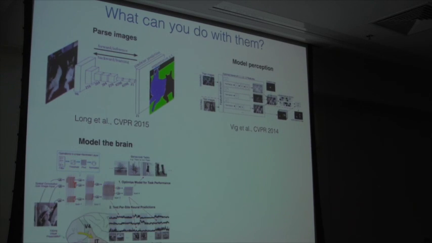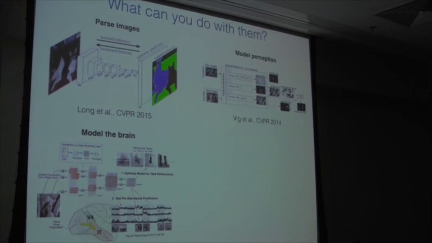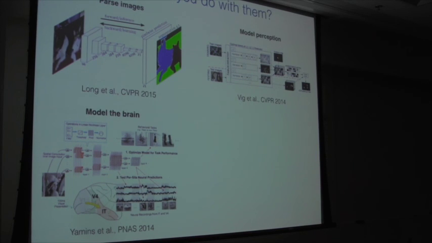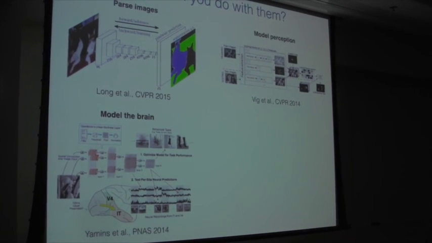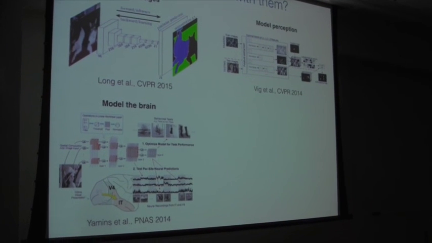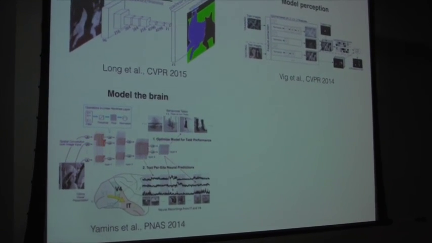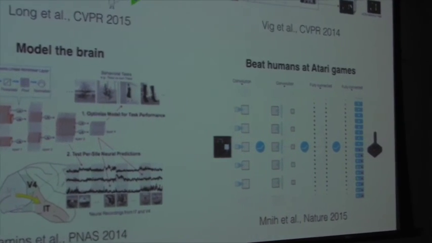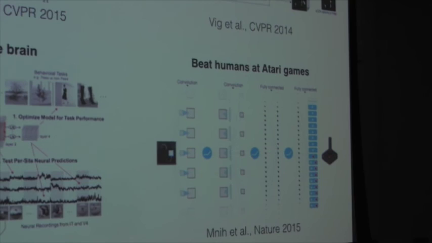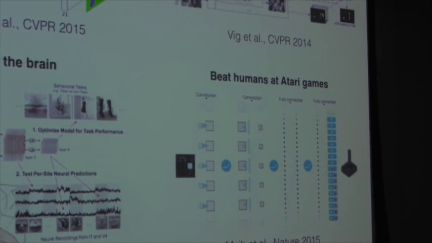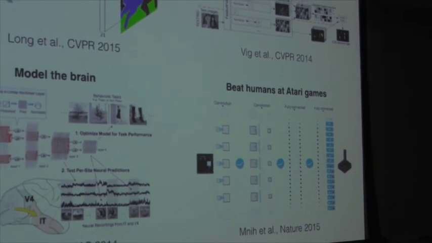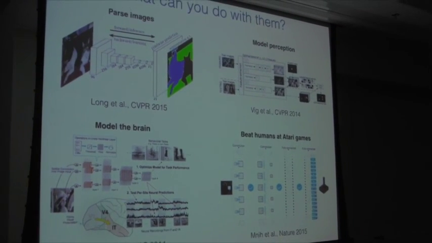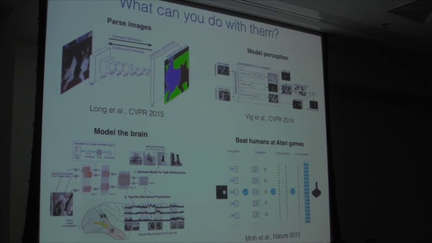You can also model brain activity. So Jim DiCarlo and other people have been working on this, showing that these networks learn representations that are quite similar to what's going on in the brain, and this gives us a tool for perhaps understanding something actually about the brain. And of course, you can do fun things like beat people at playing Atari games. So basically, whatever problem that you're interested in, there's probably some way of adapting it into a deep learning framework. It won't necessarily solve everything, but I still think there's a lot of low-hanging fruit in this field.